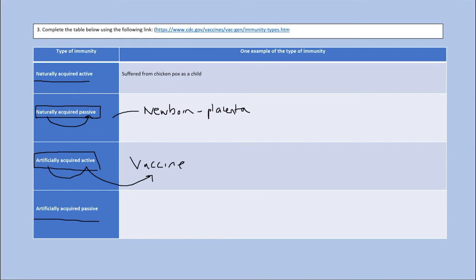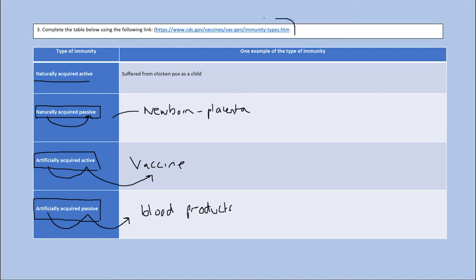Now finally, what we could say is that artificially acquired passive is artificial and it's a passive process. We could inject some sort of blood products that have immunoglobulins in them. It's artificially acquired, but it's a passive sort of immunity rather than active.